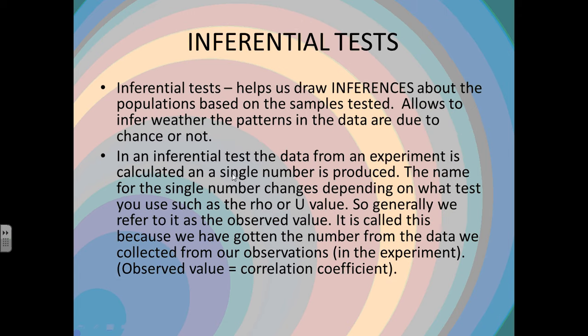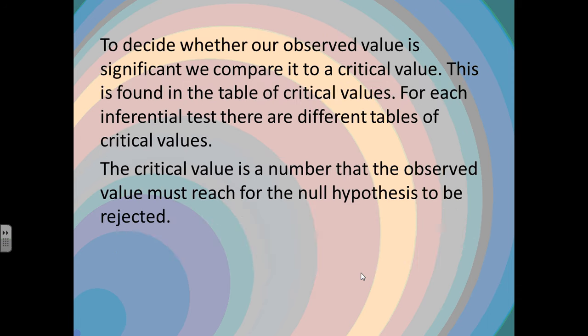Now, the observed value can be known as different things depending on what test you use. So it could be rho or U value, or it could be chi squared as well. So it's basically like, you know, you've got chocolate and you've got different brands of chocolate. You've got an observed value and you've got different inferential statistics, so therefore you would have different names for the observed value. So in Spearman's rho, why I'm telling you it equals a correlation coefficient is because I'm making a link between this and the exam question that we're going to discuss.